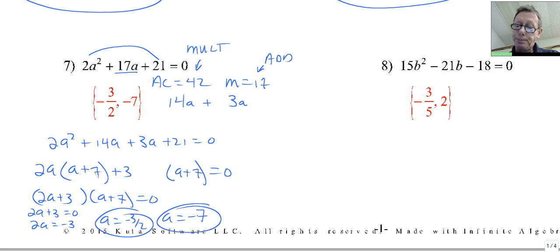Next equation. Let's see if I can factor anything out. Yep, I can factor a 3 out. And I cannot factor a b out, so I'm going to have 3 times 5b squared minus 7b minus 6.